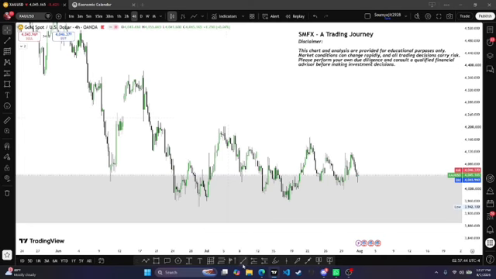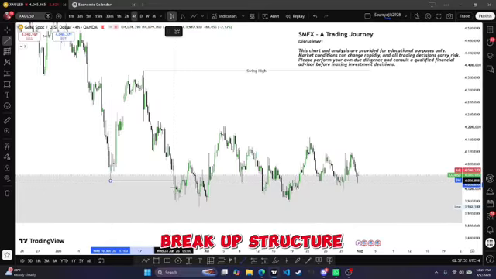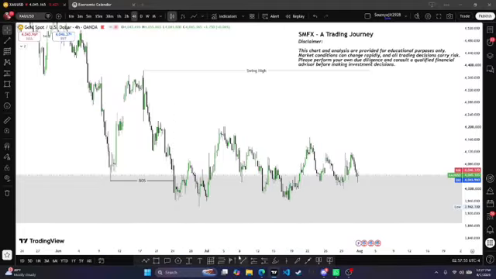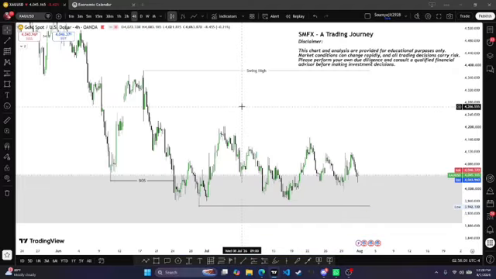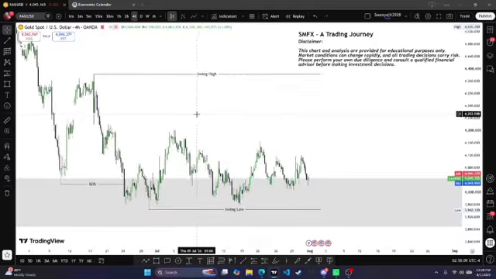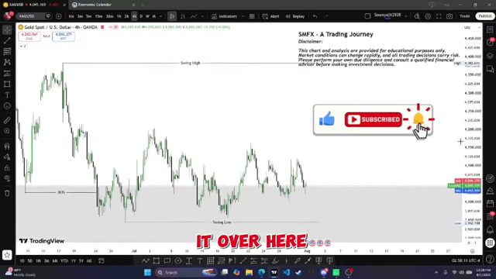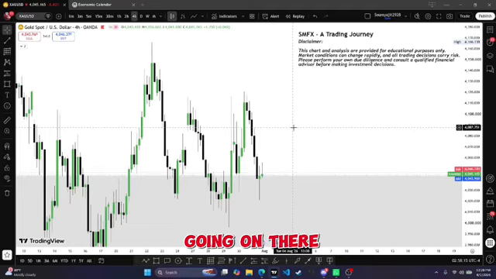All right, we have a swing high over here, and then a swing break of structure, then a swing low. Now that is it over here. Now we will zoom in because there is nothing much going on there.